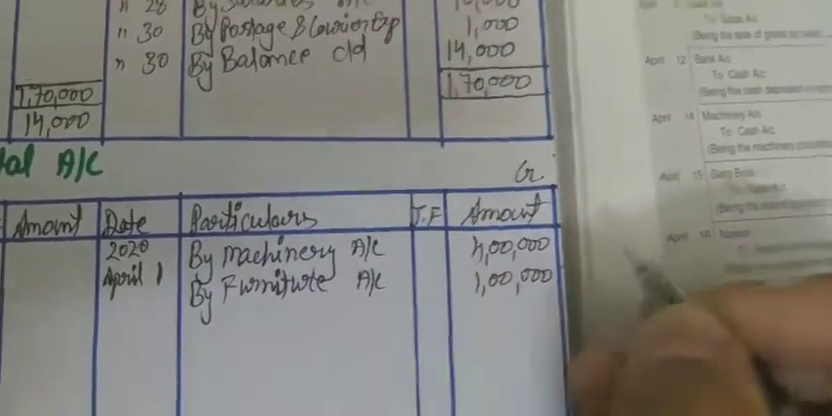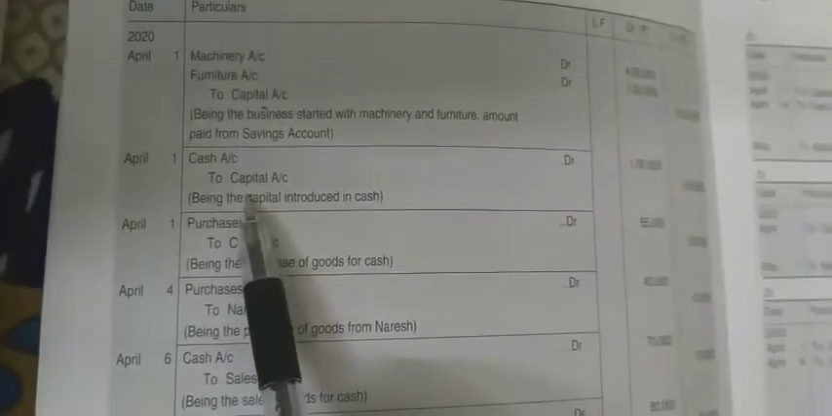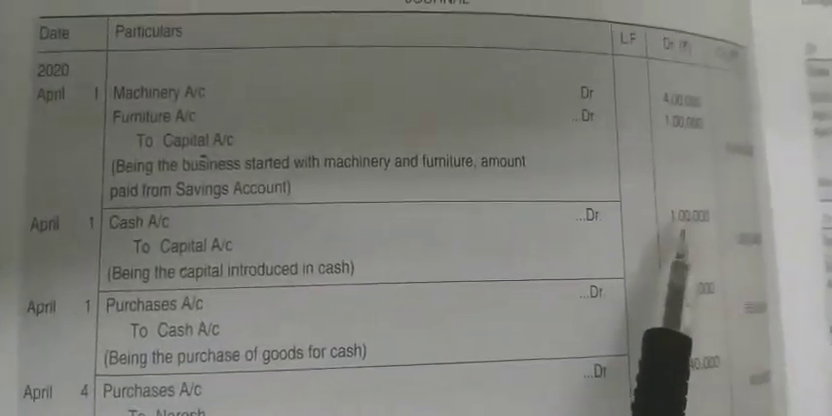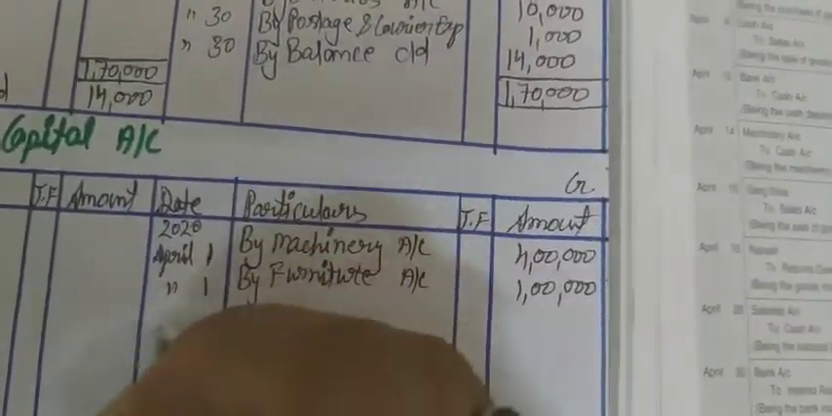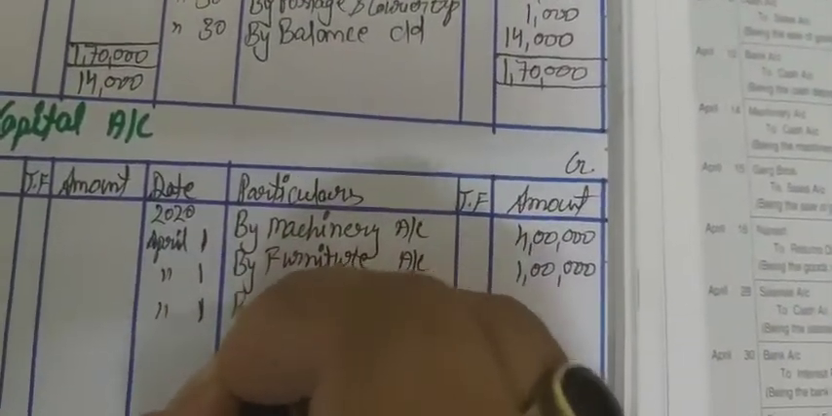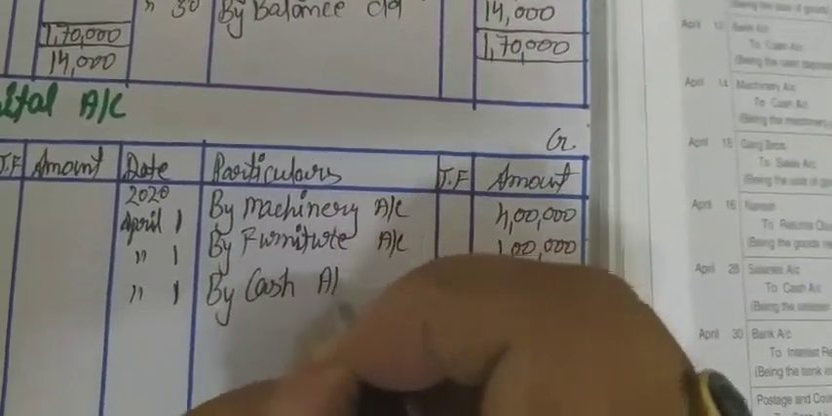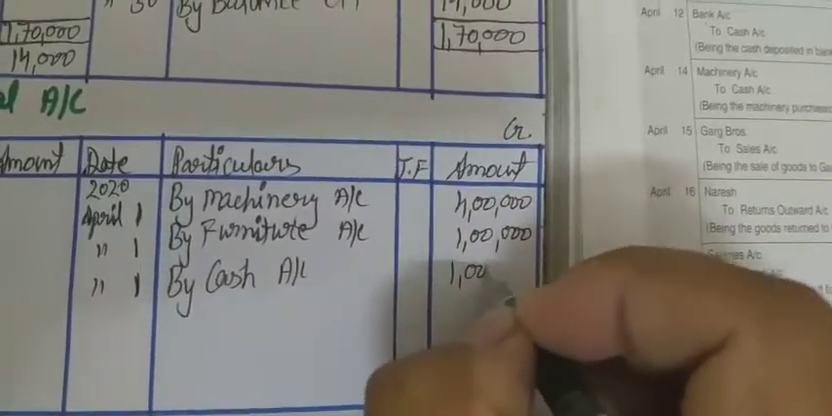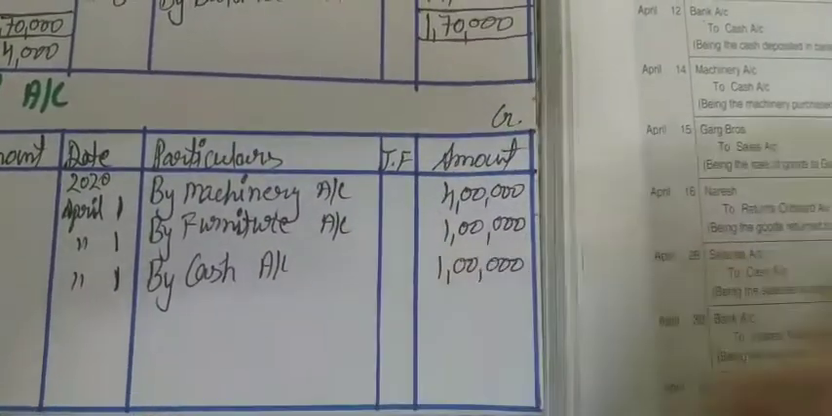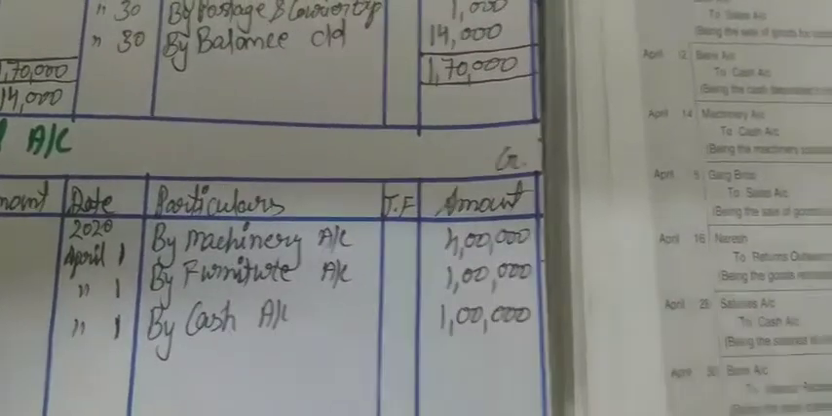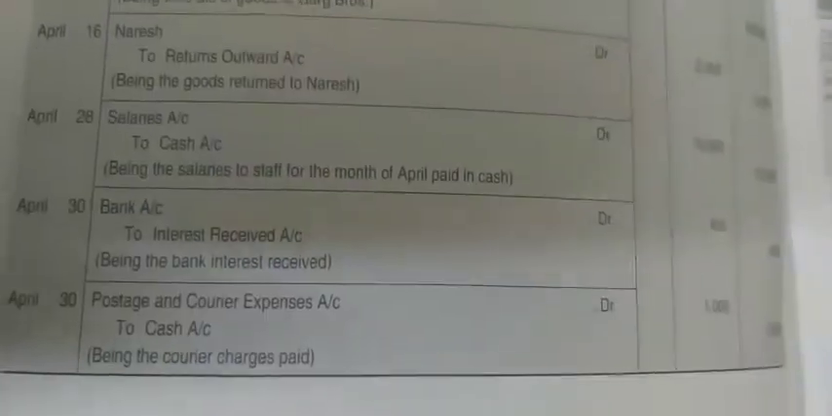And in the next transaction we can see the capital account is also credited with rupees 1 lakh of cash. It is on April 1st, and the next one is also on April 1st, by cash account rupees 1 lakh. Is there any other transaction related to capital? We have to search. No capital, no. So there is no capital account in the rest of the transactions.